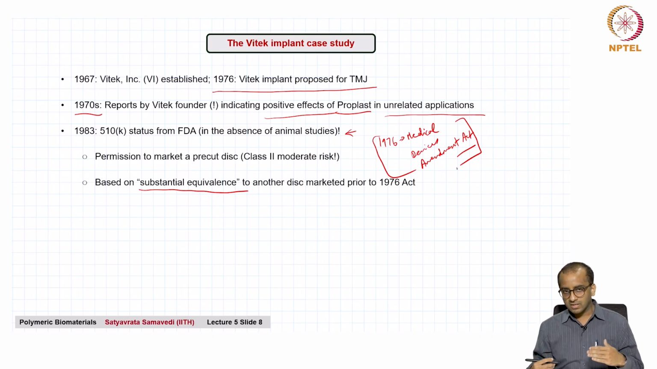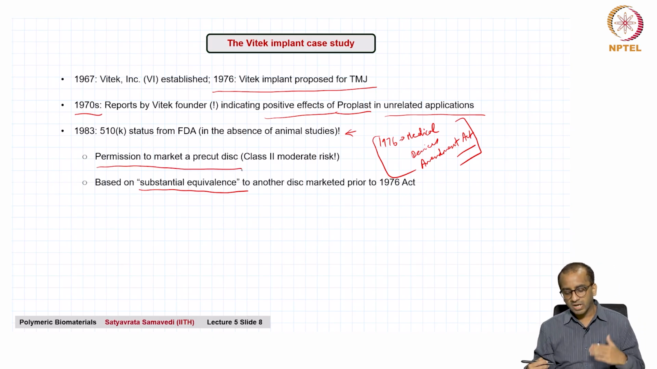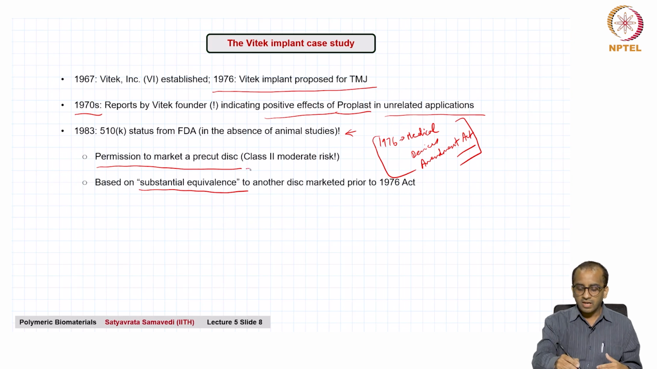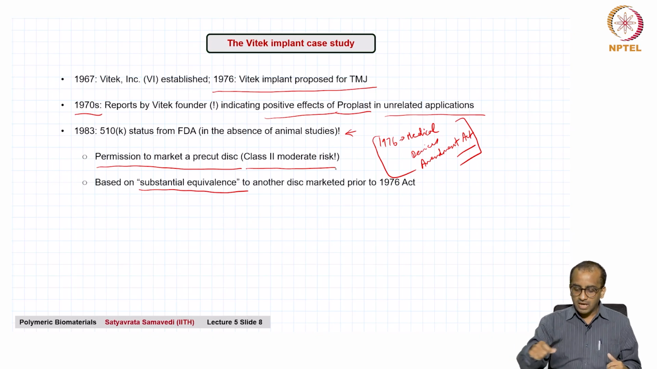But what was interesting was Proplast was given permission to market a pre-cut disc as it was classified as a class 2 moderate risk device. Now, this was based on substantial equivalence that the scientists claimed to have shown, based on another disc marketed prior to the 1976 Act. So, right away you see there is a lot of complication that is going on here.